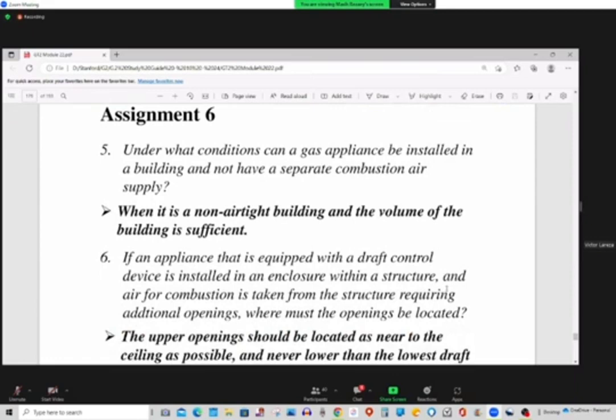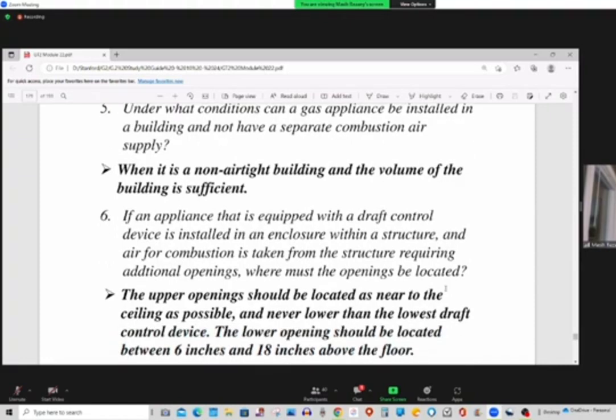Okay? Okay, number 5. Under what conditions can a gas appliance be installed in a building and not have a separate combustion air supply? The answer is when it is a non-airtight building and the volume of the building is sufficient. You remember which table you are talking about? Table 8.3, 8.4. When we had 8,000, 10,000 cubic feet, okay? Most of the time it was 0 because we have too much infiltration from all around. Yes, sir. Loose house. Okay, thank you, sir.